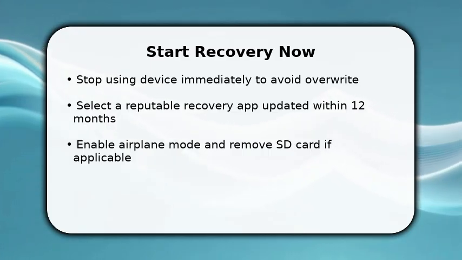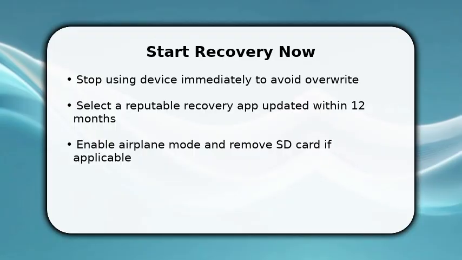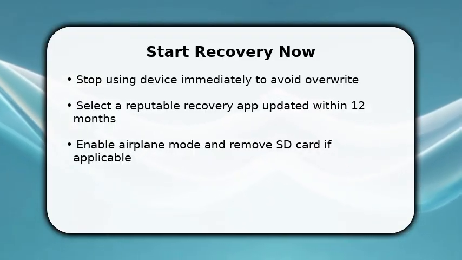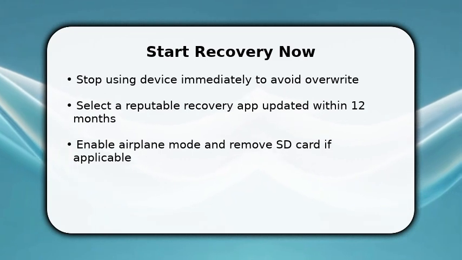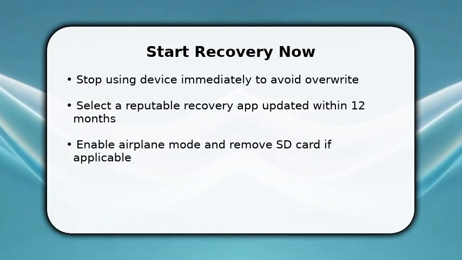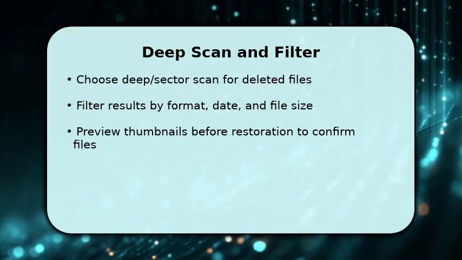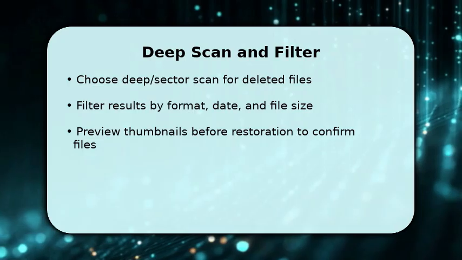If the photos were on an SD card, remove it and use a card reader for the scan. This first phase preserves data integrity and gives the app the best chance to find lost images. Now run a deep or sector-level scan. This reads raw storage and can recover fragmented images that quick scans miss.